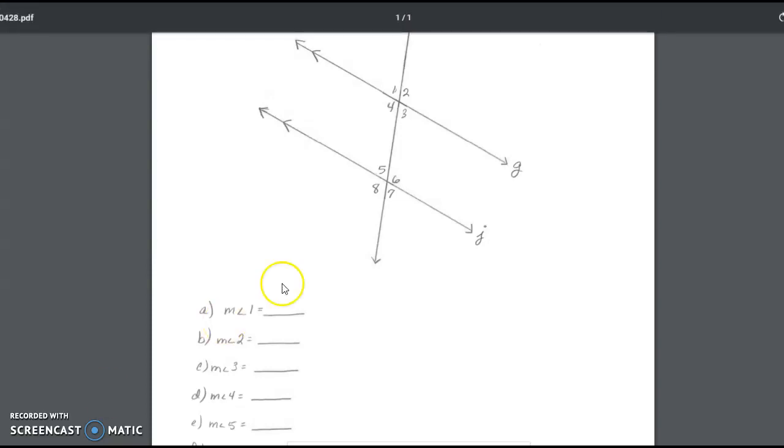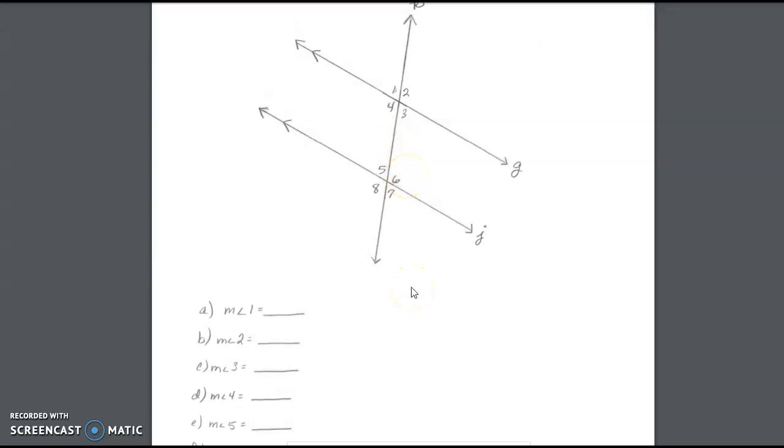And yeah, alternate interior angles. One pair would be, you said 4 and 6. The other pair would be 3 and 5. Okay, so what did you notice about the measures of 4 and 6 from your measurements? They were equal, right? And 3 and 5 were equal as well to each other.